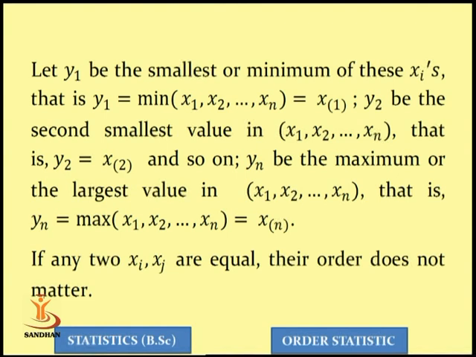Similarly, y2 is the second smallest value in the set of n observations, and we denote it by x suffix in brackets 2, or we call it y2, and so on. If we arrange all of them in increasing order of their magnitude, then the maximum or the largest order statistic is x suffix in brackets n. Now, while arranging these observations, if any two observations are equal, any one of them can be considered first and any one at the next order. So order does not matter when two values are the same.